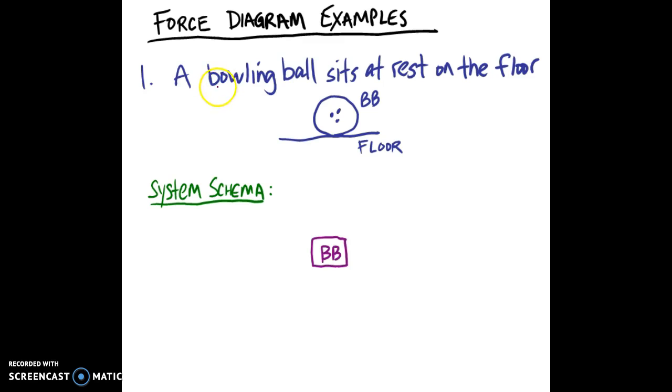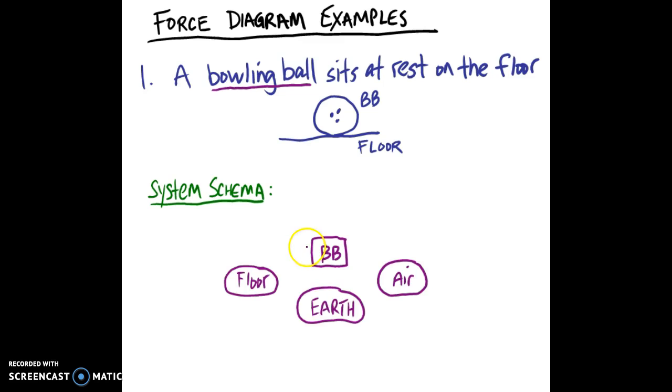We have to identify an object of interest. In this case, it's the bowling ball. So I write BB for bowling ball, and I square it off to identify it as the object of interest. And now I want to think of everything that it is interacting with, and here they are. The bowling ball is in contact with the floor, so there's an interaction there, a force.